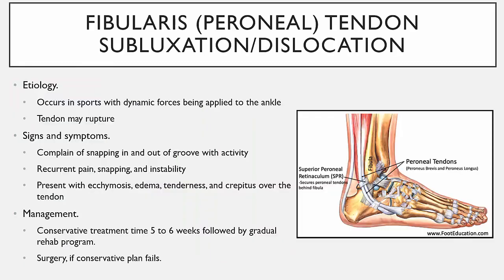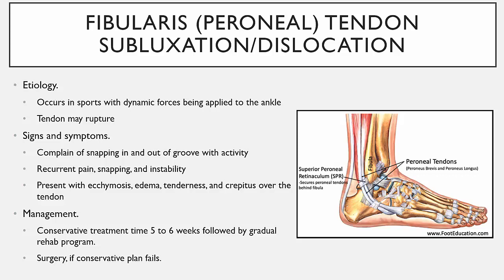Fibularis or peroneal tendon subluxation and dislocation. This type of injury occurs in sports with dynamic forces being applied to the ankle. It may also be caused by a dramatic blow to the posterior lateral malleolus or by moderate or severe inversion ankle sprains resulting in tearing of the fibularis retinaculum. In some cases, tendon rupture may also occur.